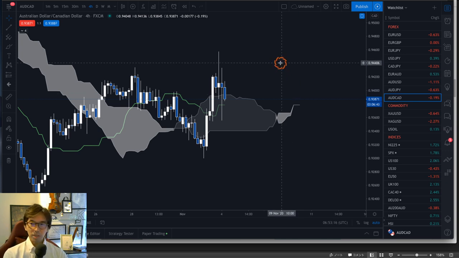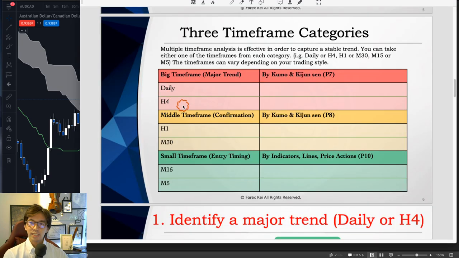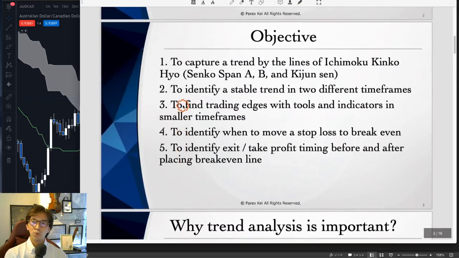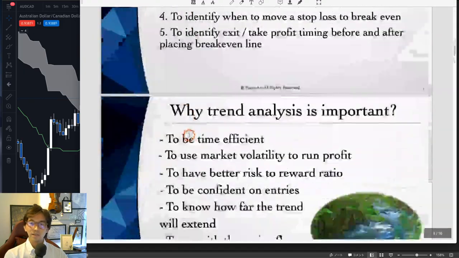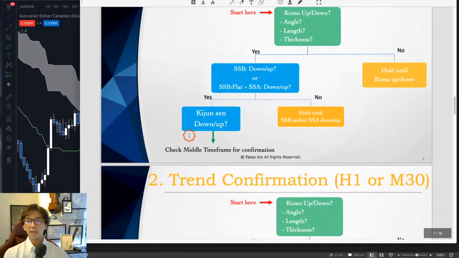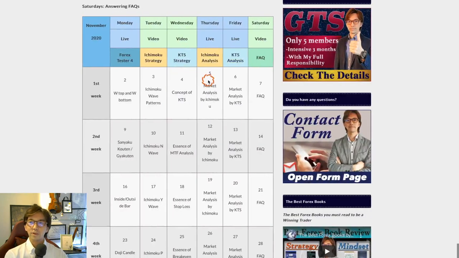So that's my strategy, and that's exactly presented step by step on this PDF. So you can download the PDF if you haven't done it yet, and you can learn the way I look at the market and take trades. I do the lives on Mondays, Thursdays, Fridays, and Sundays. So you can always join my future lives, and you can see exactly how I analyze these markets by KTS and also a deeper level of Ichimoku Kinko Hyo knowledge.